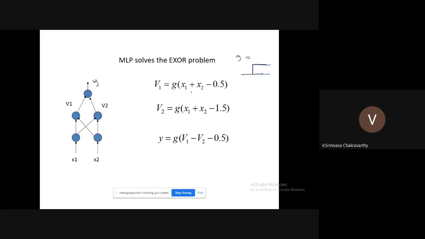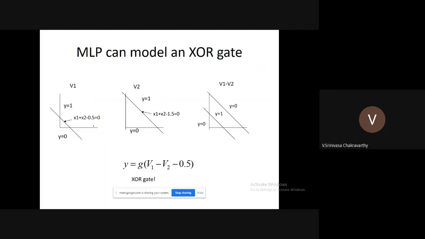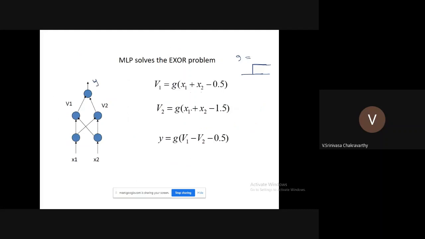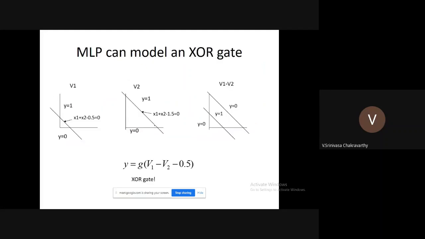Let us see what's happening here graphically. Take the first expression, g of x1 plus x2 minus 0.5. The decision boundary will be here, because x1 plus x2 minus 0.5 equal to 0 is here. So v1 will be 1 on this entire side and 0 on this entire side. Similarly for v2, on this side of the boundary it's all 1 and on this side it's all 0.